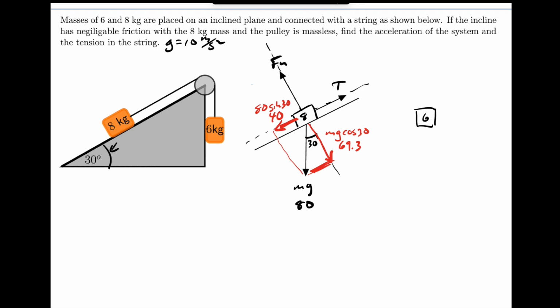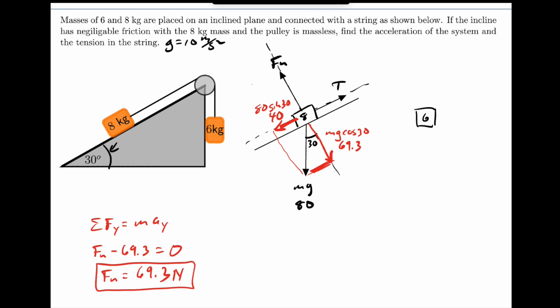Okay, now, if I just look at this, I'm going to appeal to Newton's laws right now. So let's take the y direction first. So the summation of all the forces in the y direction is equal to m times the acceleration in the y direction, which we know is 0 in this case. So I can say force normal minus 69.3 is equal to 8 times 0, which is just 0. So I know that force normal is equal to 69.3 newtons.